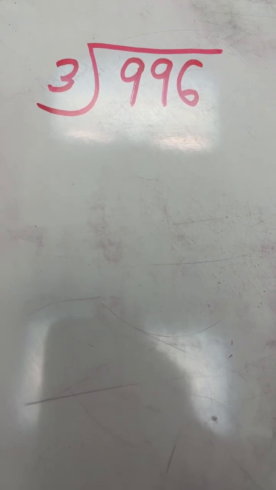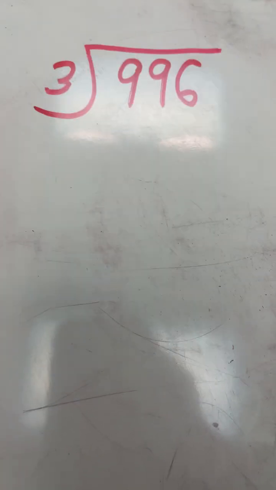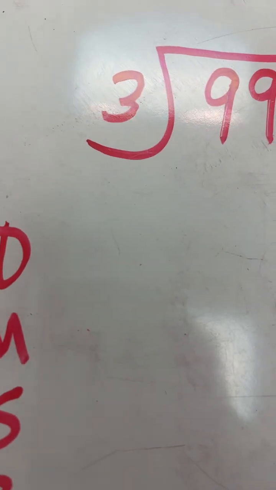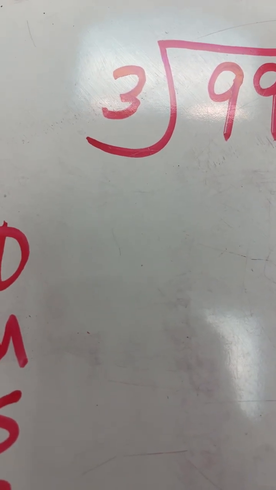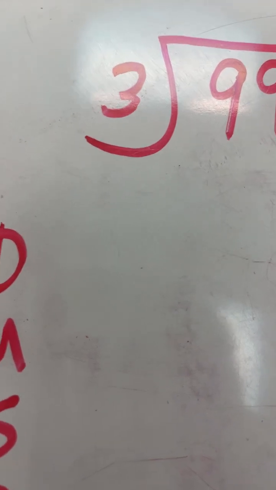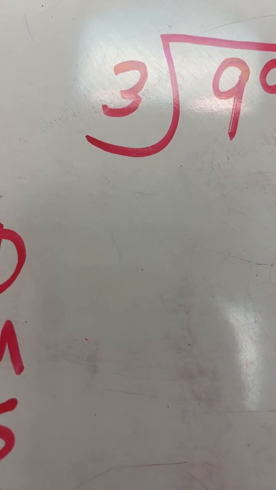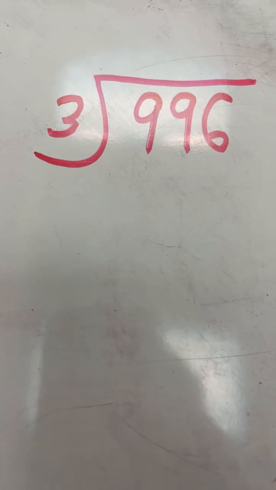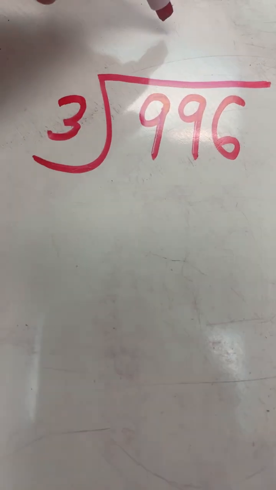So 996 divided by 3, we want to divide by the smallest digit possible. Only rule is the number inside the square has to be equal to or bigger than the number outside the square, and here that works. 9 is bigger than 3. We can start out with one digit by one digit division. So 9 divided by 3 equals 3.